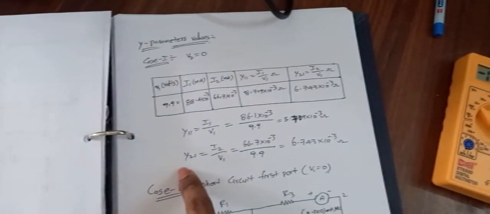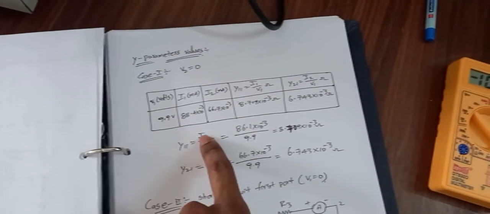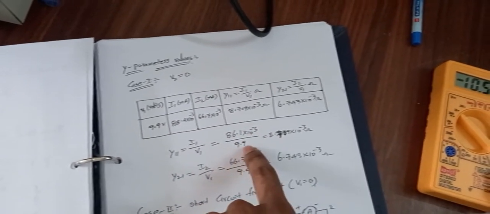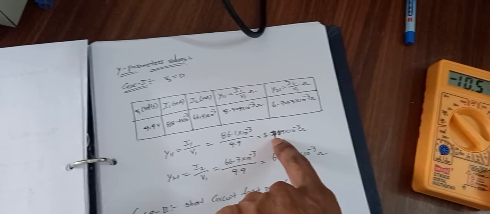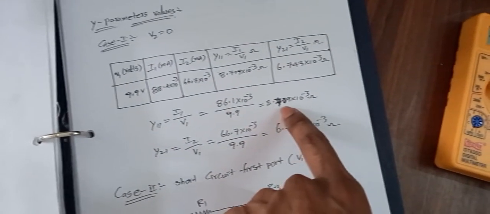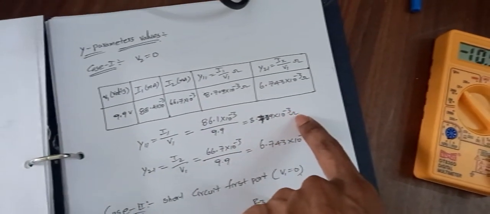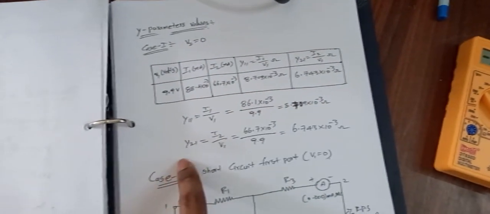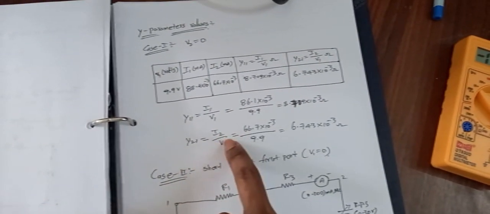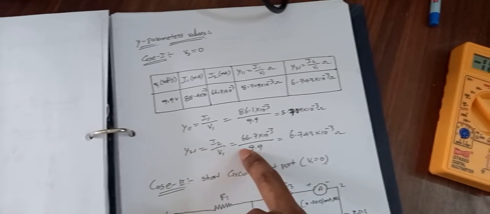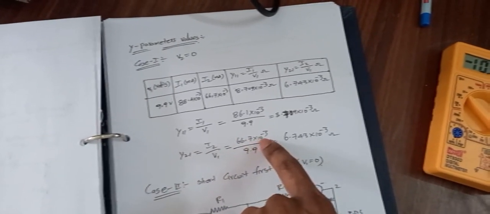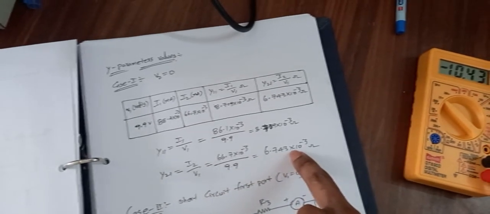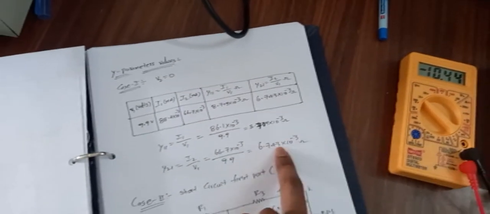From that we got these values: Y11 equal to I1 by V1, equal to 86.1 into 10 to the power of minus 3 by 9.9, equal to 88.709 into 10 to the power of minus 3 ohms. It means this one is an admittance. Okay, and Y21 equal to I2 by V1, that is equal to 66.7 into 10 to the power minus 3 by 9.9, equal to 6.743 into 10 to the power minus 3 ohms.